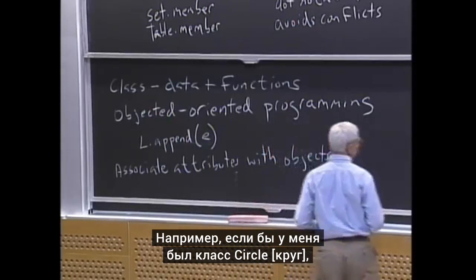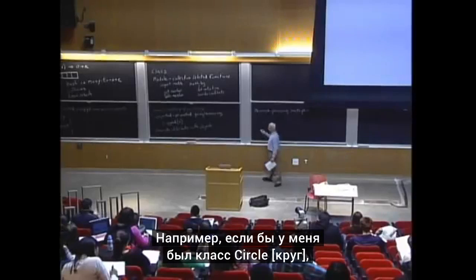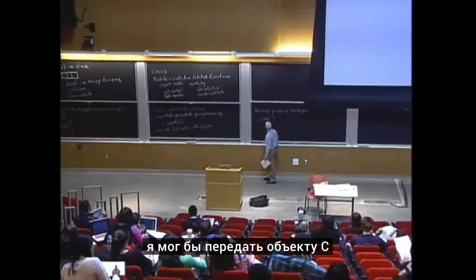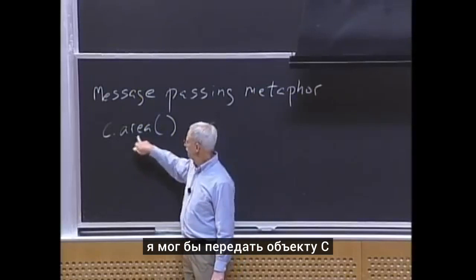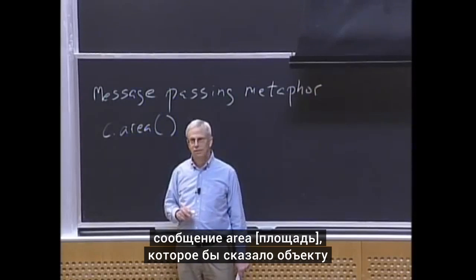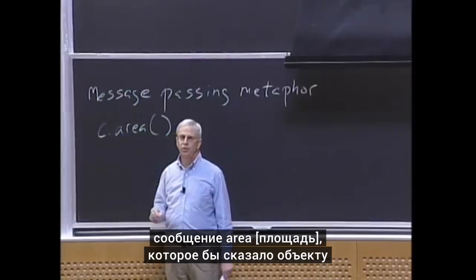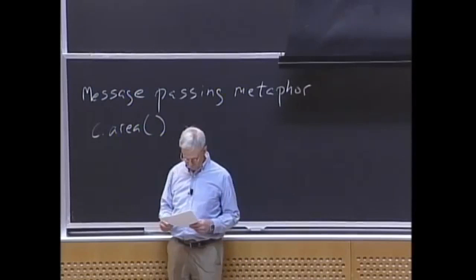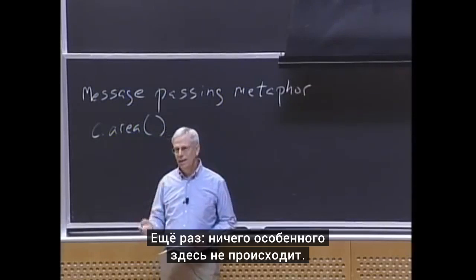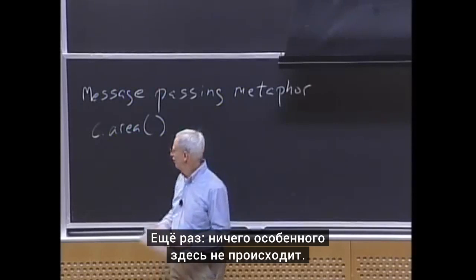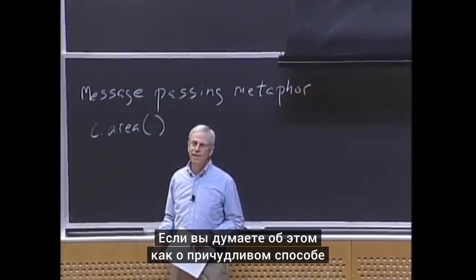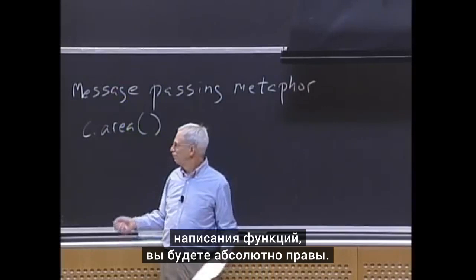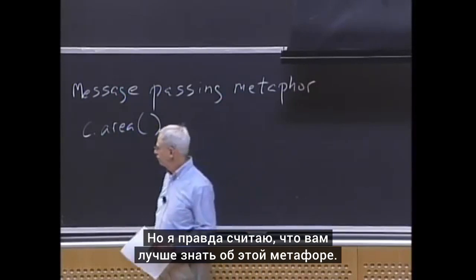So, for example, if I had a class called Circle, I might pass the object C the message area, which would cause this object to return the area of the circle that is that object. Again, nothing dramatic going on here. If you just think of this as a fancy way of writing functions, you'll be absolutely correct. But I did think you should hear about this metaphor.